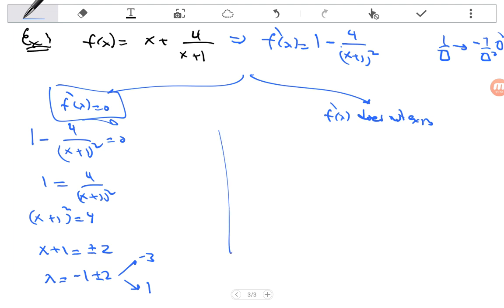Okay, now let's check the other condition. When would that derivative not exist? When would that derivative not exist?